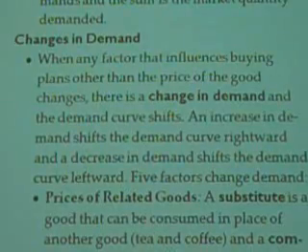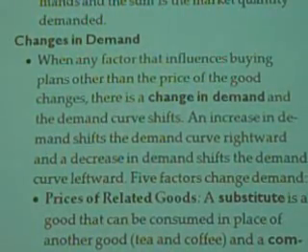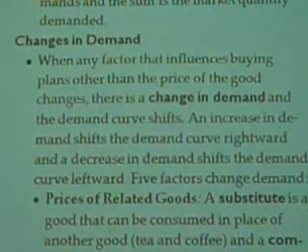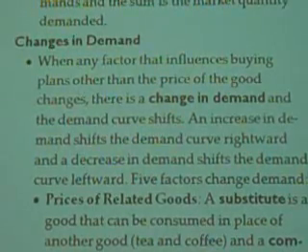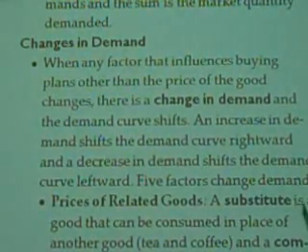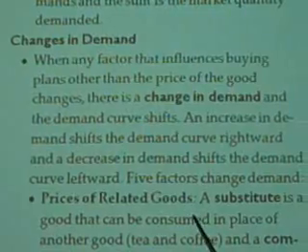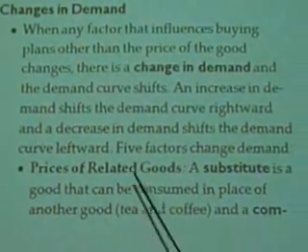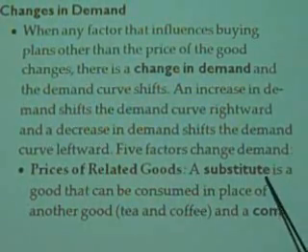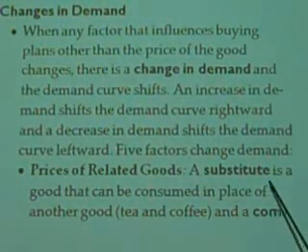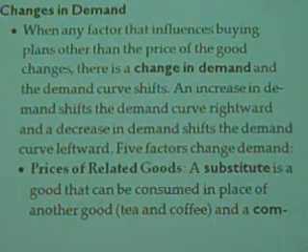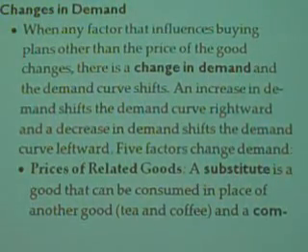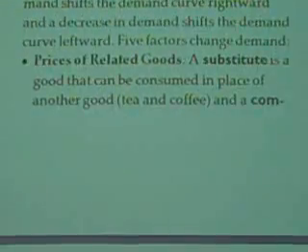We'll look at some examples of how that would appear on a demand curve, but for now, there's 5 factors to keep in mind that change demand. It's the prices of related goods, that is, not just of the good being sold, but of related goods. There's 2 types of related good. One is a substitute. That's a good that can be consumed in place of another good, such as tea and coffee are often substitutes for one another.